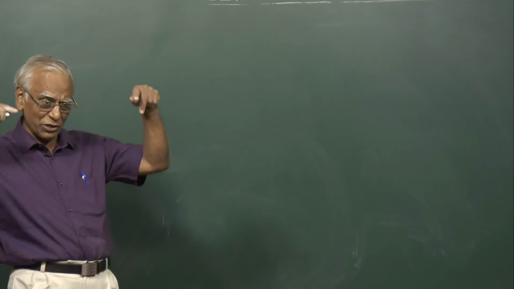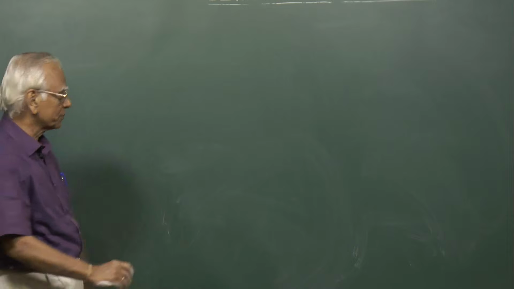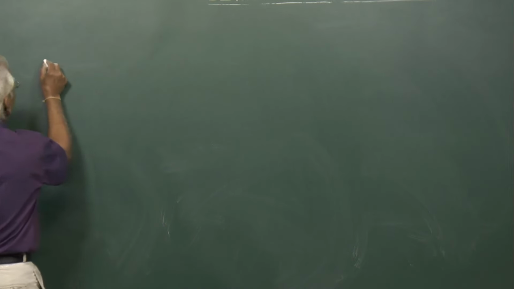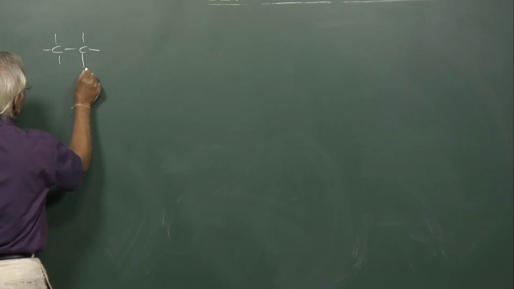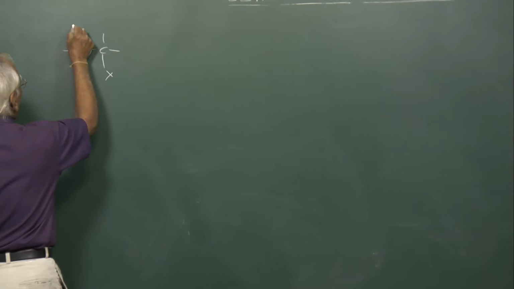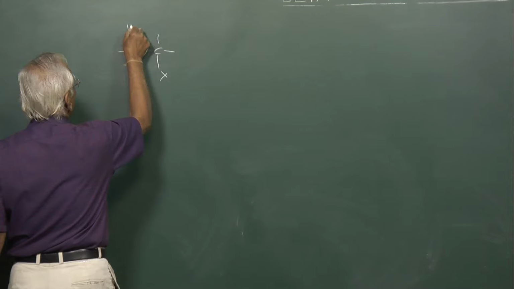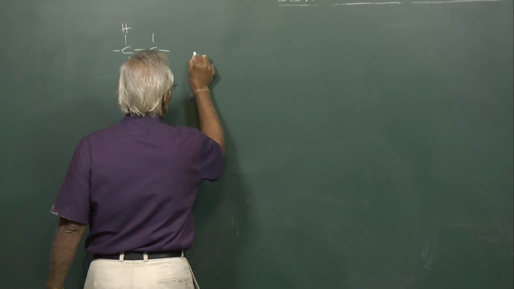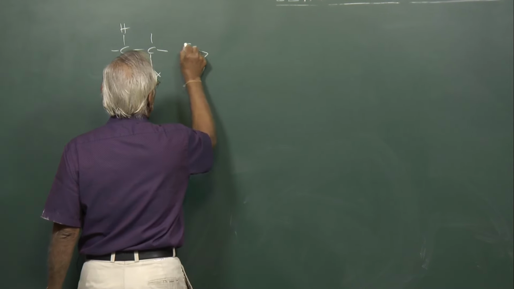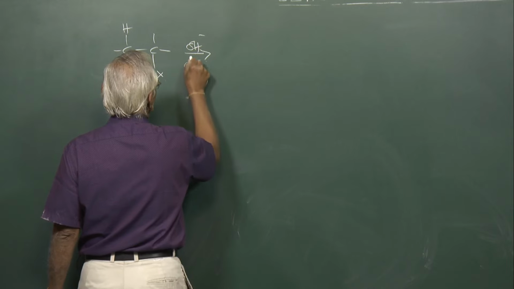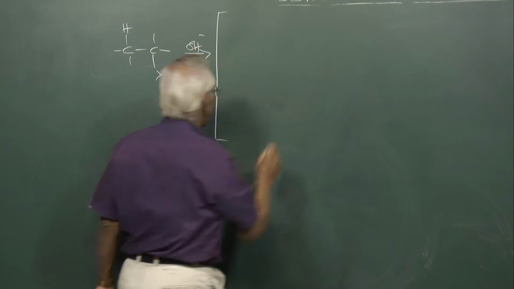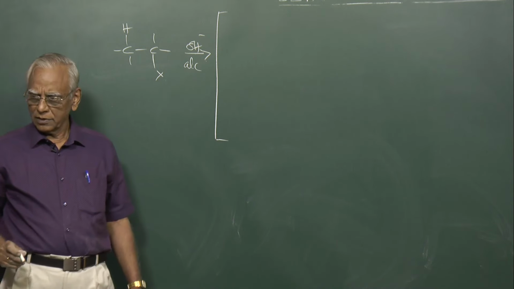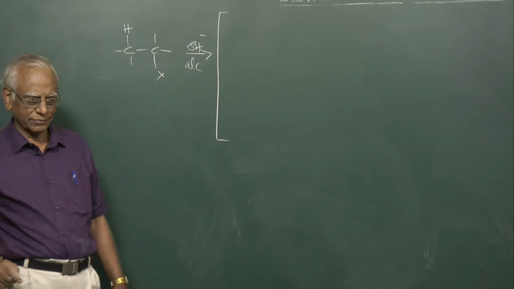I am going to introduce one more concept now. Quickly draw the reaction. I got H here and OH minus ion in alcoholic medium. I am leaving some space for me to draw the transition state.